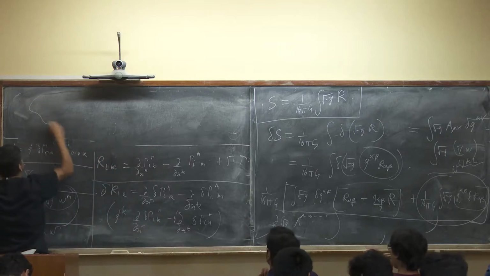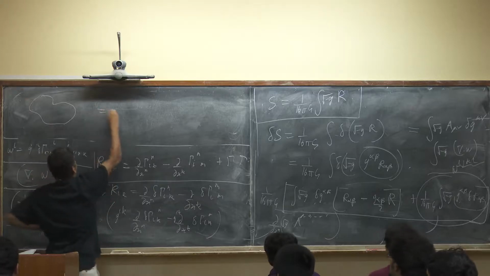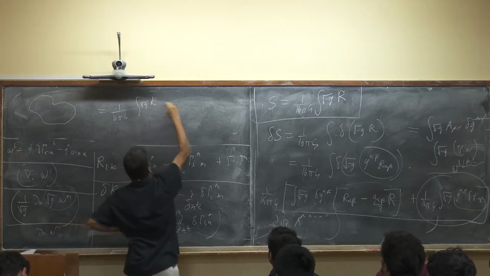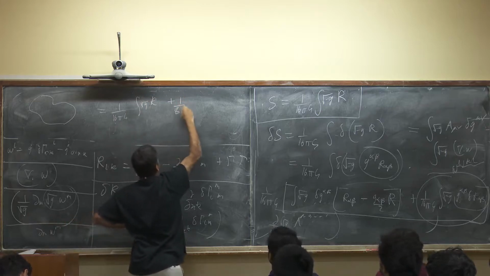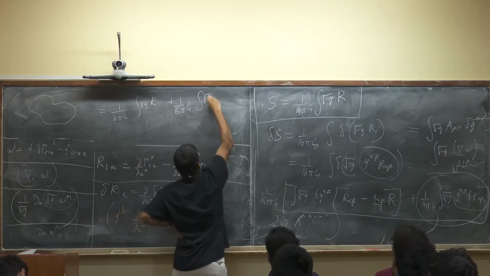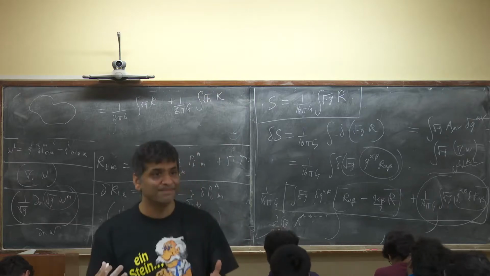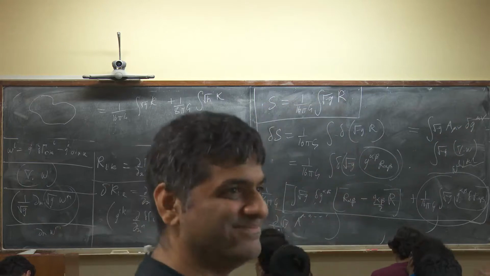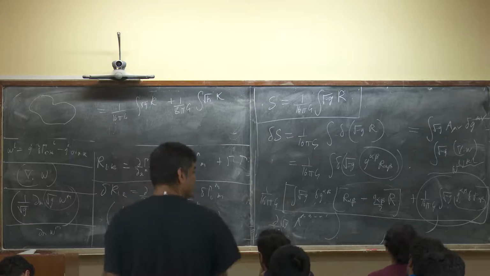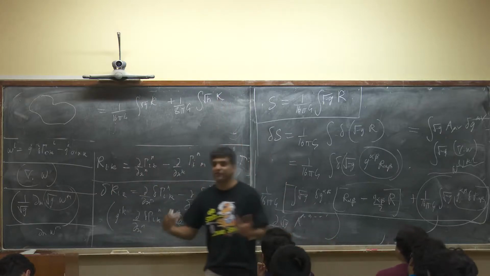Suppose now you've got a space-time with a boundary. Then if we write the action as 1 by 16 pi G square root g R plus 1 by 8 pi G square root h kappa. H is the induced metric on the boundary. See, the boundary is a codimension 1 submanifold. Kappa is the trace of the extrinsic curvature of the boundary.